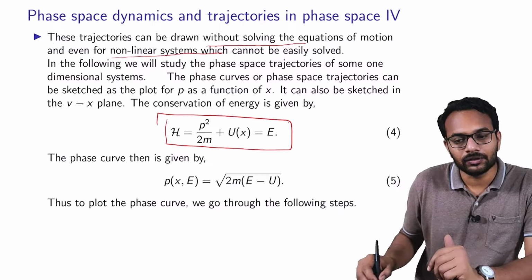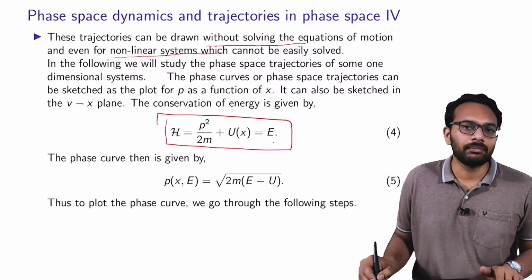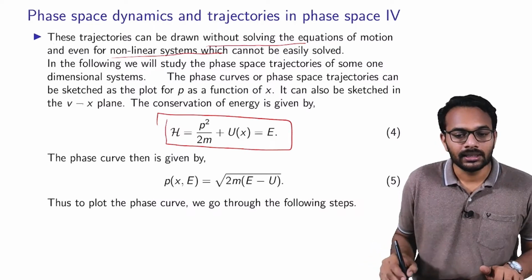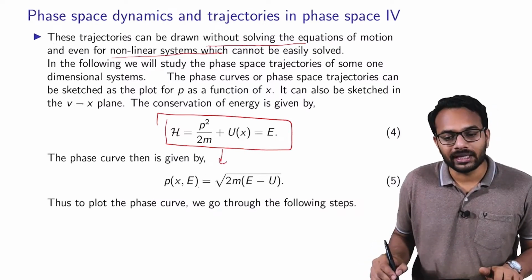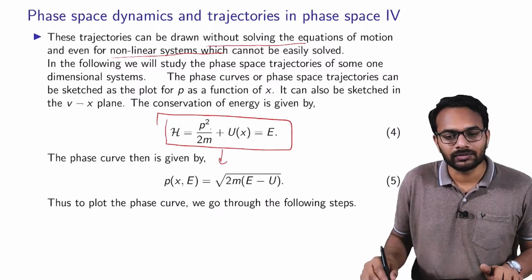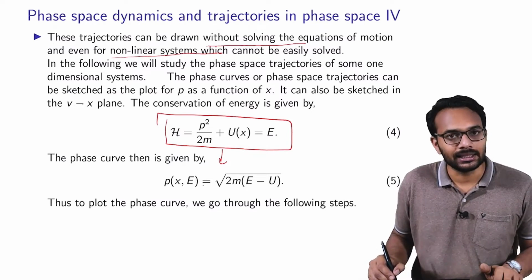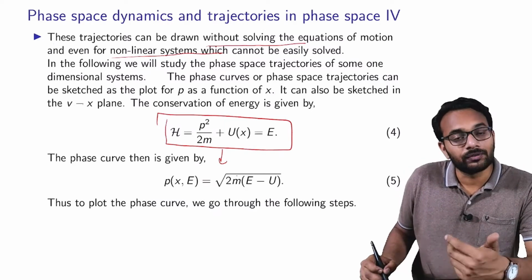Now we said that the trajectory is defined by the conservation of energy. The conservation of energy is given by kinetic energy plus potential energy equal to some energy E. So the phase curve is immediately obtained from this: p of x comma E is equal to the square root of 2m(E minus U). You just solve this for p, and you get p as a function of x and the constant energy. This equation actually gives you the phase plot or the phase trajectory.